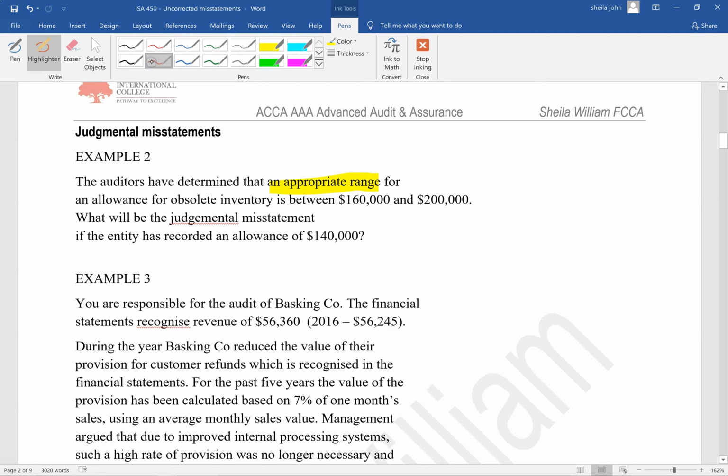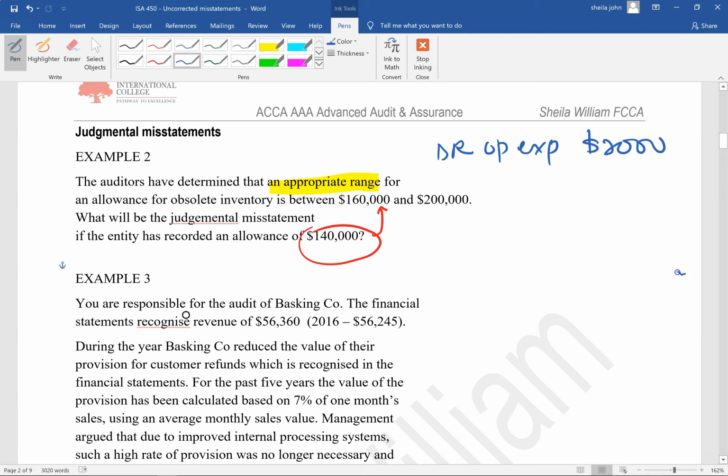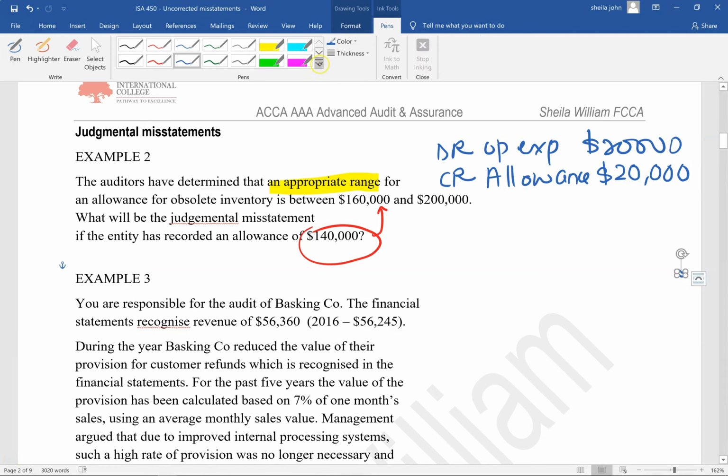What will be the judgmental misstatement here if the entity itself has recorded an allowance of 140,000? In this particular case, we'll look at the client's figure, and we will look at the minimum amount of our estimate. So as far as the minimum amount is concerned, we're saying that there should be an accounting entry of debit operating expenses of 20,000, and to credit the allowance for obsolete inventory of 20,000. And that accounting entry will go into the summary of uncorrected misstatements.